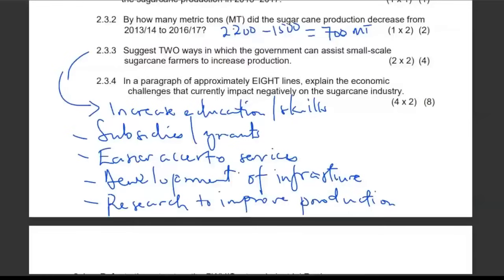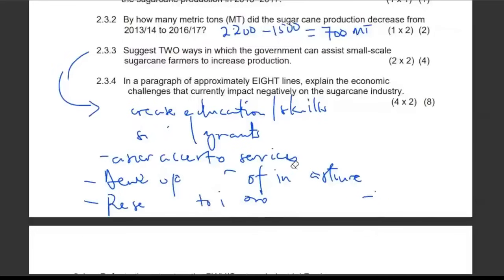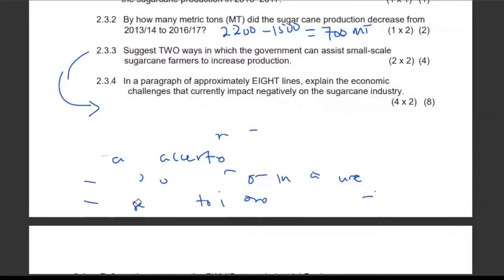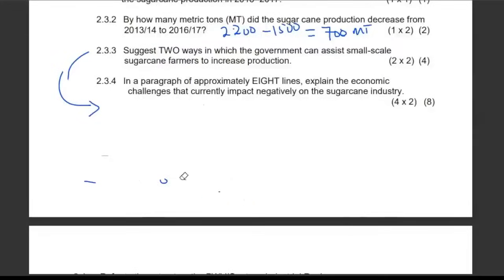Right, number 2.3.4, we need to also check on it and analyze what's happening with the question. In a paragraph of approximately 8 lines, explain the economic challenges that currently impact negatively on the sugarcane industry. We want economic challenges. Our question is specifically looking for economic challenges that are impacting on sugarcane farming. That is number 2.3.4. We need to answer this question using economic arguments, something that has to do with income, making money, and also sustaining a life.